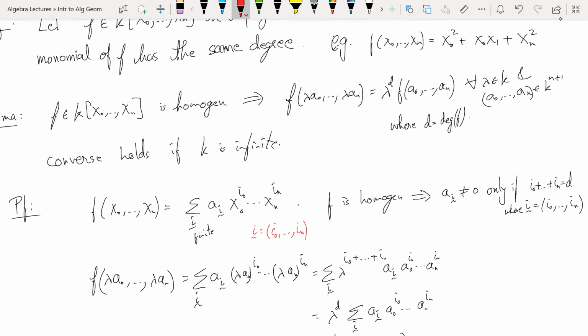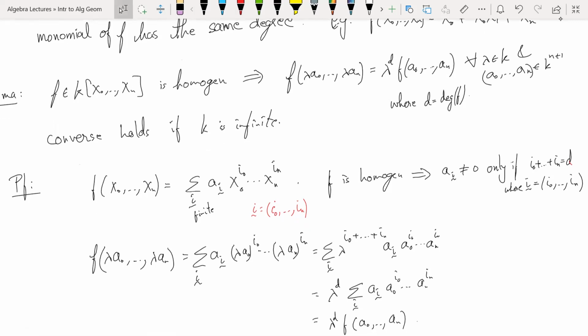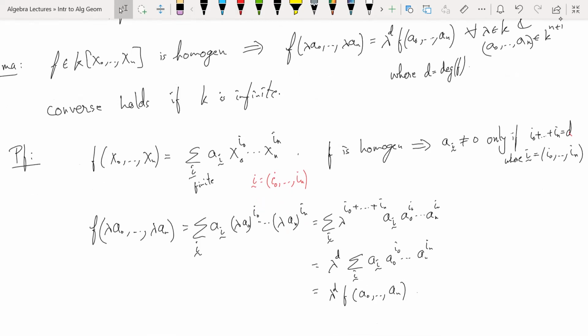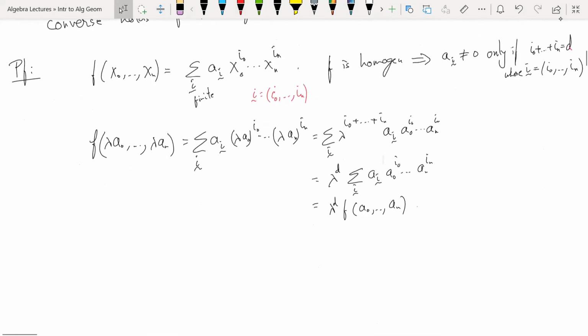So what is f(λa_0, ..., λa_n)? You just plug in λ, so you get (λa_0)^(I_0) through (λa_n)^(I_n) with the coefficient a_I. Then you factor out λ^(I_0) through λ^(I_n). The only non-zero terms are when I_0 plus I_1 up to I_n is d, so you can factor out λ^d from each of these terms and you get this. So the forward implication is straightforward. Even the backward implication is not that bad.